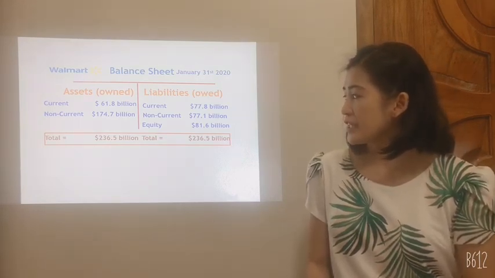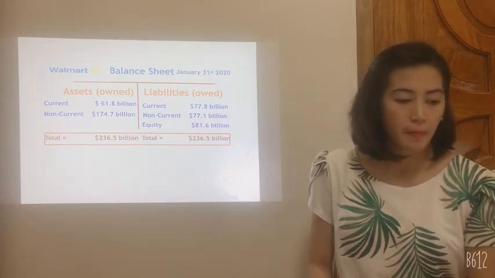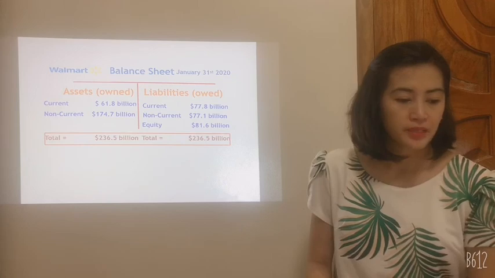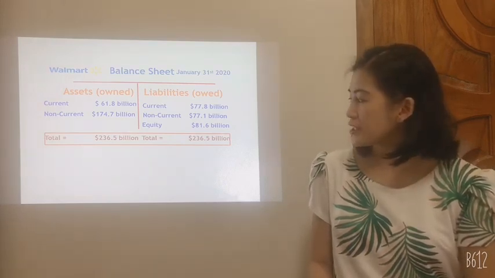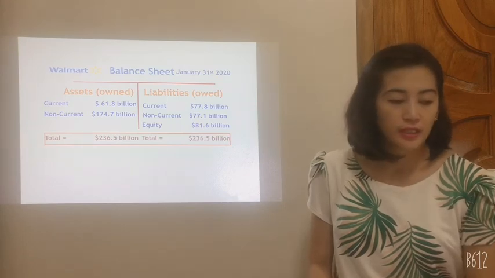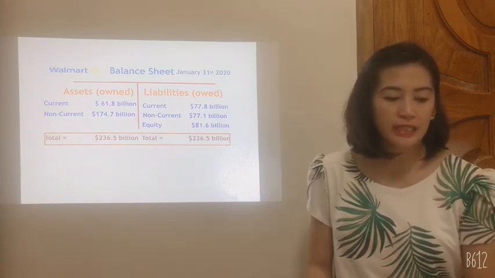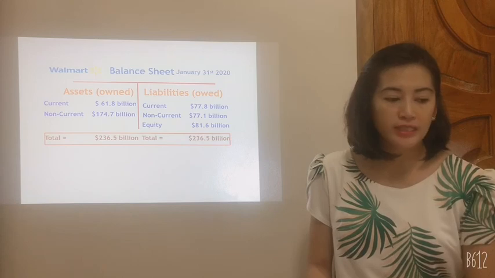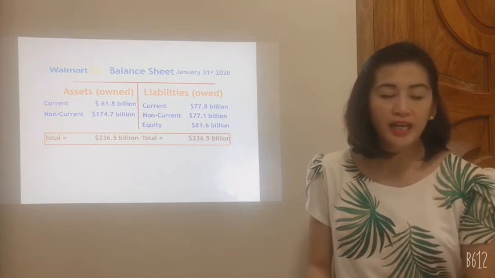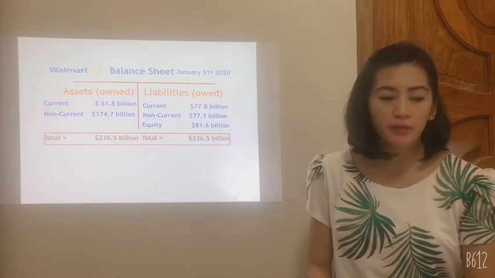61.8. Non-current assets, 174.7. Adding up to total assets of 236.5. Current liabilities, 77.8. Non-current liabilities, 77.1. And equity, 81.6. Per the accounting equation, assets equal liabilities plus equity.